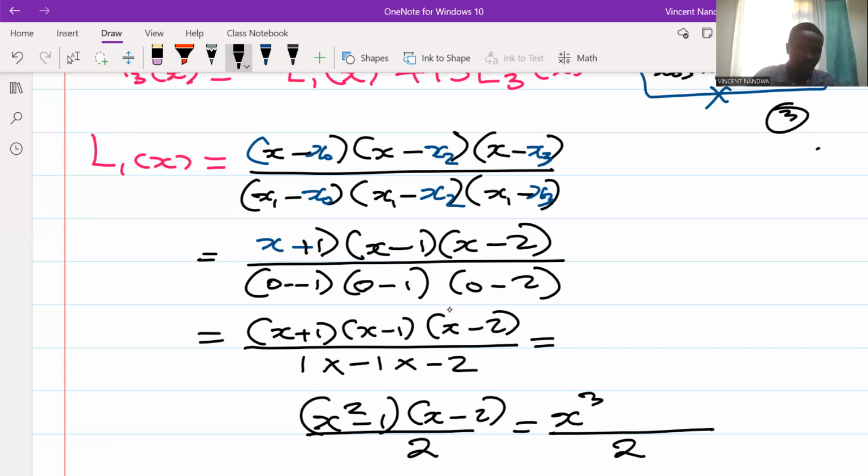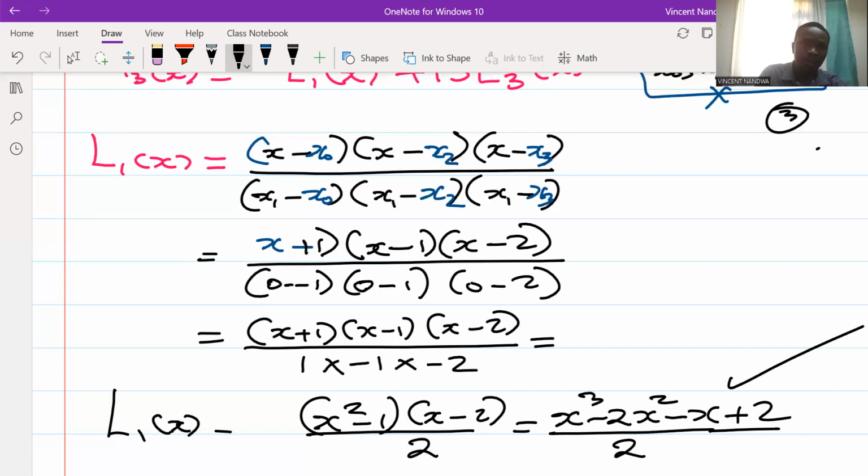Positive or negative? Negative. So negative 2x squared. And then what is the coefficient of the x term? Negative x, correct? And then the constant term? Plus 2, correct? So this is what we get as our L1.